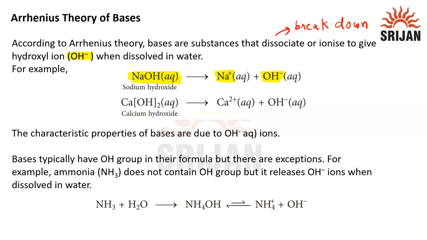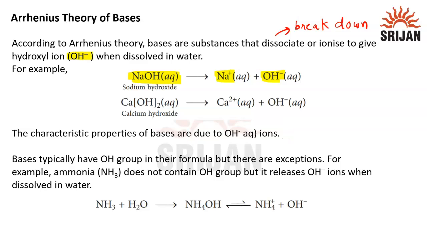So this is what happens when we put any base in the aqueous solution or water. It will release OH negative ions. Here we can also say calcium hydroxide, where Ca2 positive and 2 OH negative will be released. Again, it is also releasing OH negative ions. So whatever properties these bases have are due to OH negative ions only.